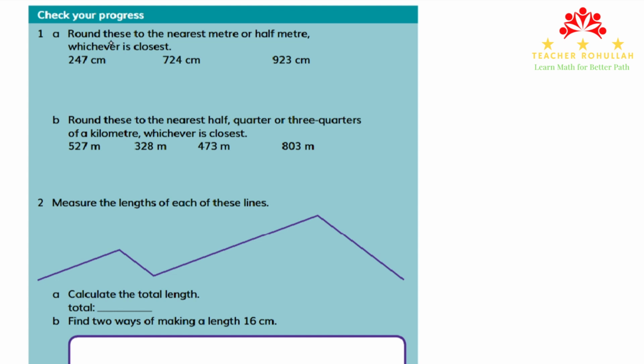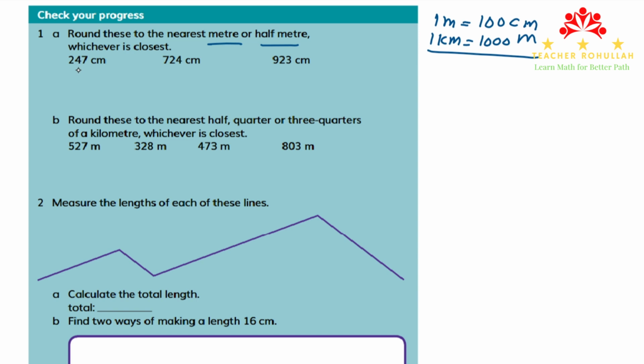Part A of the first question is asking us to round these to the nearest meter or half meter, whichever is closest. Now, we know from the previous lessons that 1 meter equals 100 centimeter. And at the same time, we know that 1 kilometer is equal to 1000 meter. Based on this understanding, we will work out the length and round them to the nearest meter or half meter.